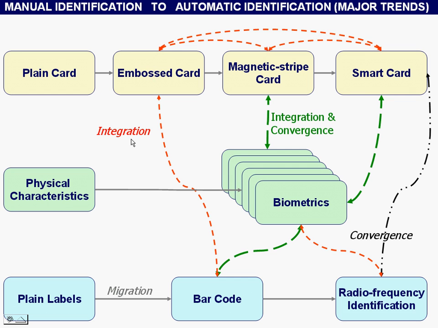Plain labels, we're seeing a migration which is clear from a plain label which is just stuck on with glue to barcodes, and from barcodes to RFID, and this is a visible trend in the industry. In terms of convergence, we can see things like the contactless smart card between these two boxes here. So this diagram just illustrates all the different trends between the cases that were studied, and it would be worthwhile just to have a good look at this in your own time.